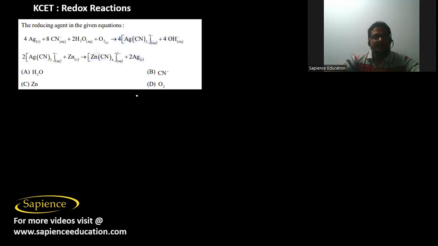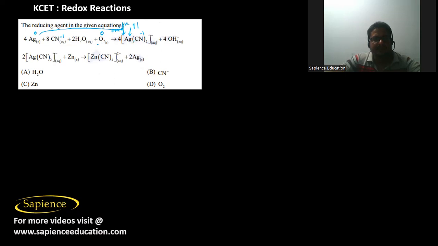Then here it is asked: the reducing agent in the given equations is. In the first equation, as you can see, silver is in oxidation state 0, and oxygen is also in oxidation state 0. For cyanide the charge is minus 1 only, so the oxidation state of silver is plus 1 here. So silver is getting oxidized, so here we have oxidation.